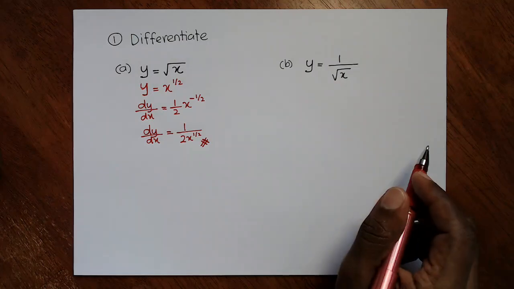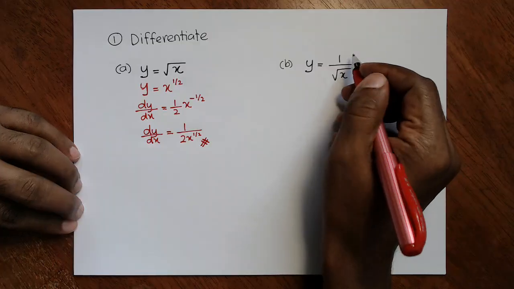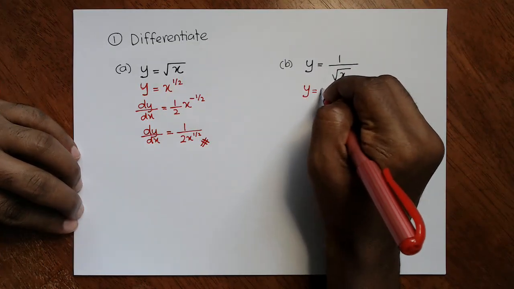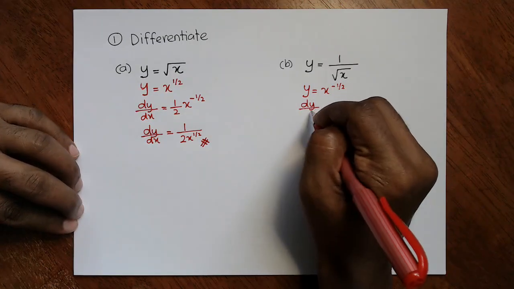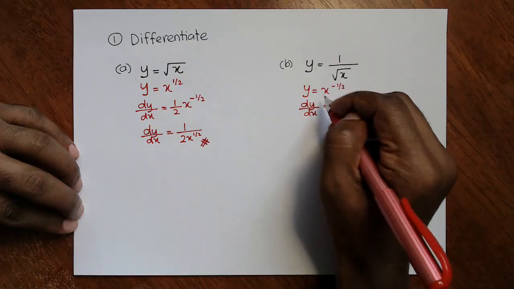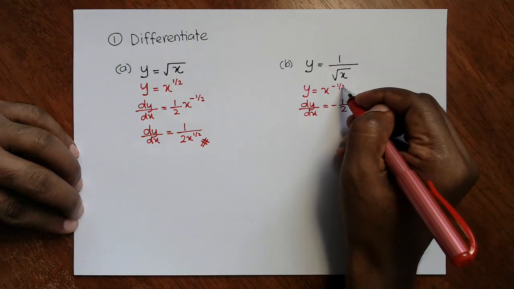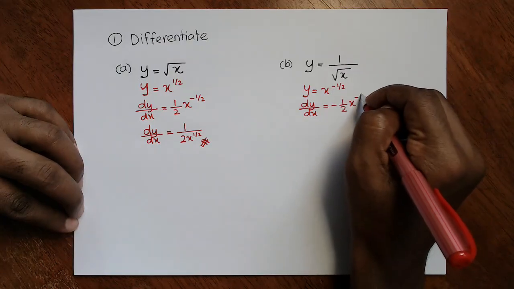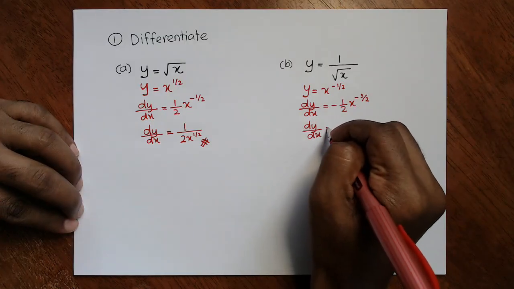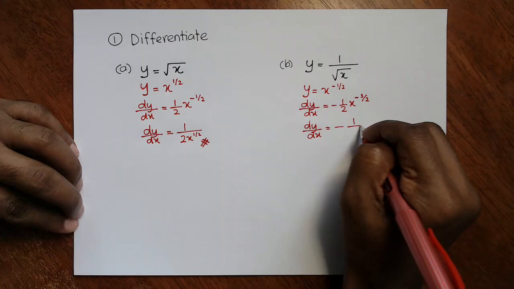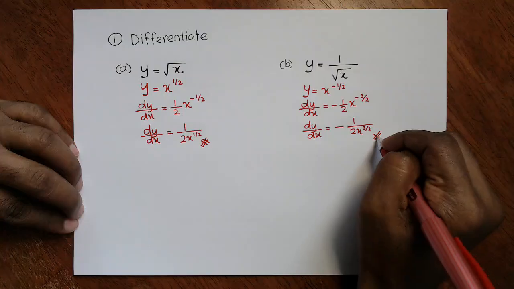What if the x is at the bottom? Same thing, you have to bring it up. y equals x to the power of negative 1 over 2. Therefore, dy/dx will be equal to negative 1 over 2 x to the power of negative 1 over 2 minus 1, you get negative 3 over 2. Therefore, dy/dx equals negative 1 over 2x to the power of 3 over 2. That's the answer, guys.